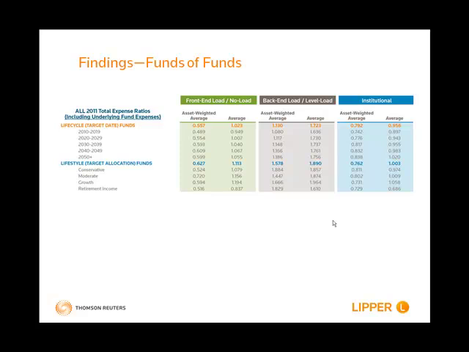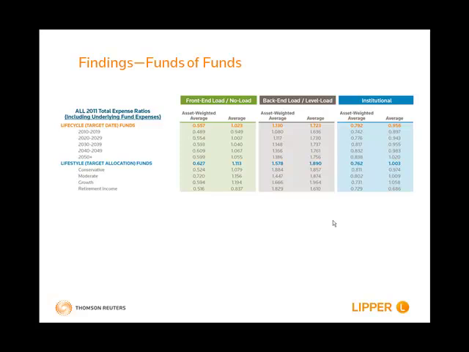The next group we're going to look at individually is funds of funds. Funds of funds are an interesting case. It's difficult to compare their total expense ratios to non-fund of funds because they include an extra expense component called the underlying fund expenses. These are expenses that they get from investing in the underlying funds.